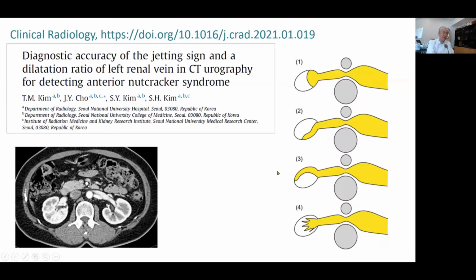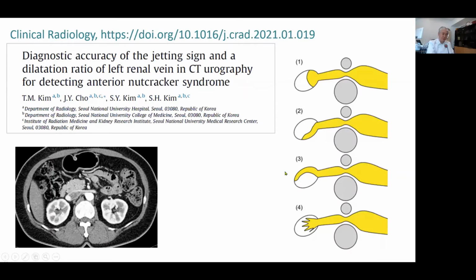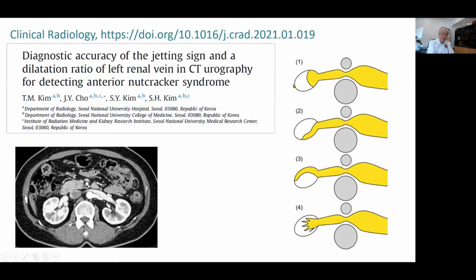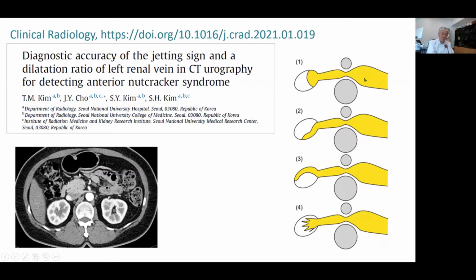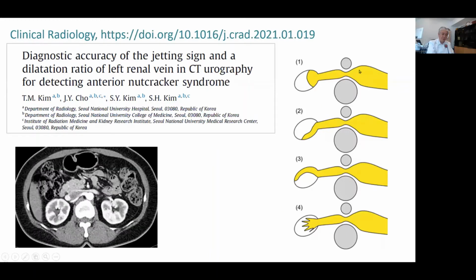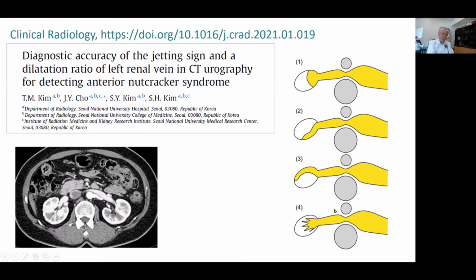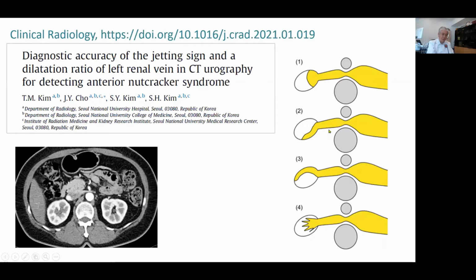This is another article we published recently, and we found that there are 4 patterns of contrast-opacified left renal vein flow. First, a plug flow, that is a definitely normal flow, and the last is a jetting pattern, that is definitely abnormal flow, indicating Nutcracker phenomenon.